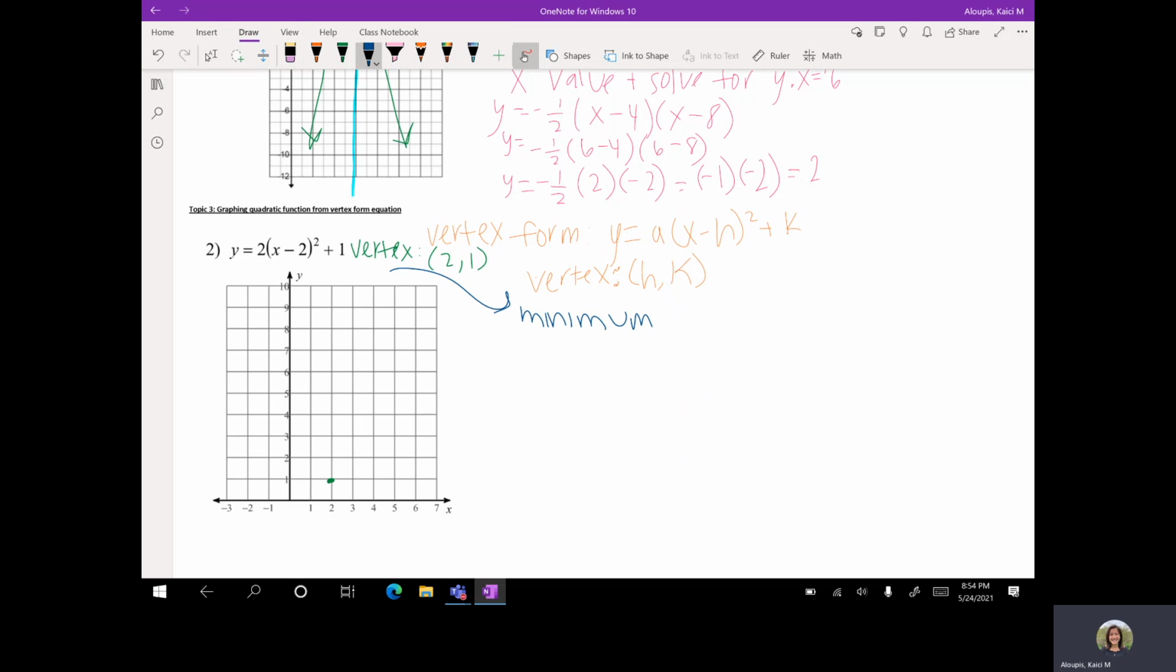The reason why it's a minimum is because we're opening up. The reason why it's opening up is because our leading coefficient is positive. So we know it's going to be something like that. We also know what the axis of symmetry is. Let's go ahead and write that. Axis of symmetry. Remember that the axis of symmetry is related to where the vertex is. So x equals 2. It's the x coordinate of our vertex. I'm going to go ahead and draw that.